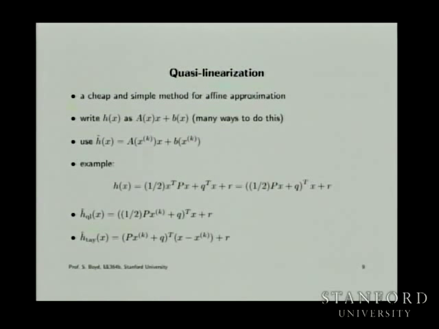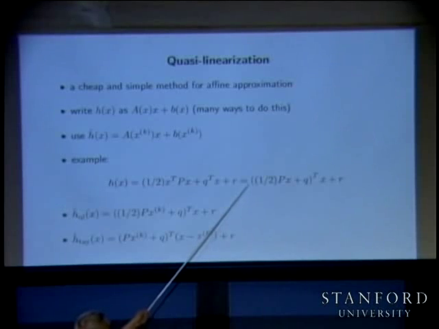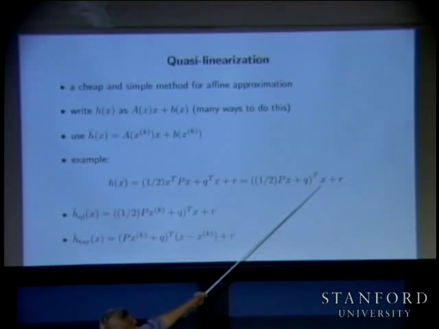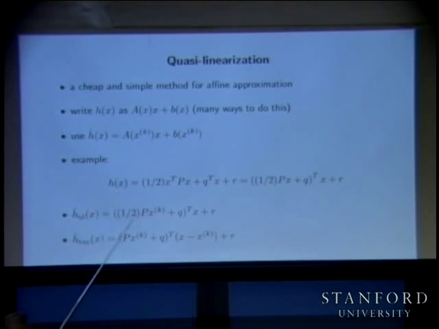So here's an example. Here's a quadratic function, and I'm going to rewrite it. Many ways to do this, but I'll rewrite it this way, as this is, I'm going to call that a of x, plus, and then that's going to be b, or something like that. And so if I quasi-linearize it, I simply take the last version here. Whereas the Taylor approximation, the correct way to do this, is to take this thing out. And these are not the same if you multiply them out. It's quite weird, but they're not the same.